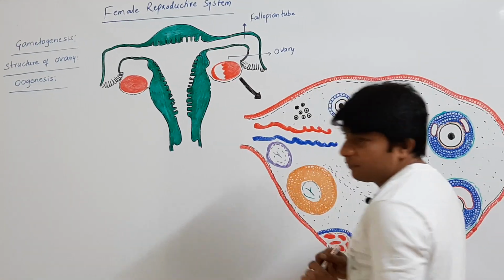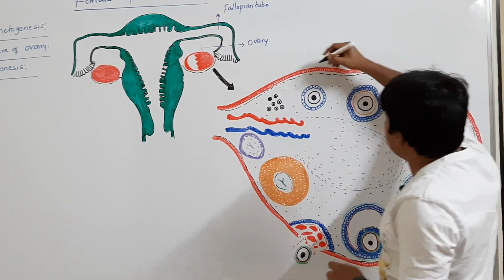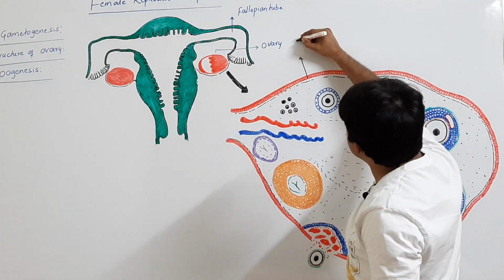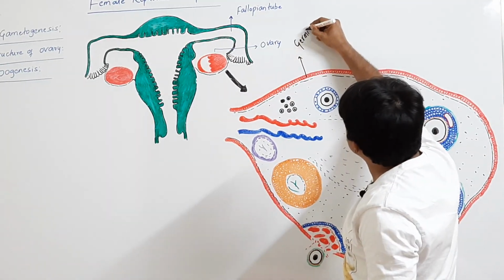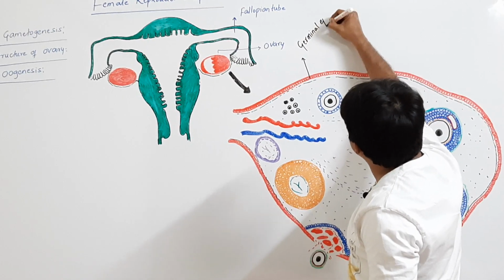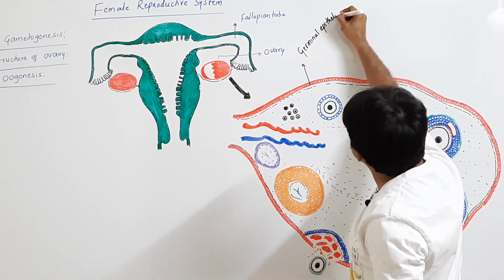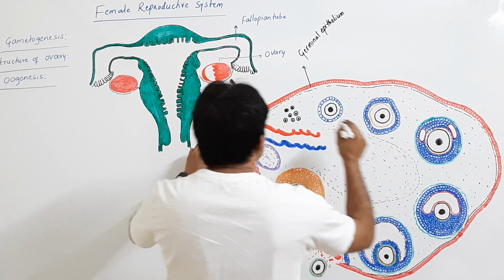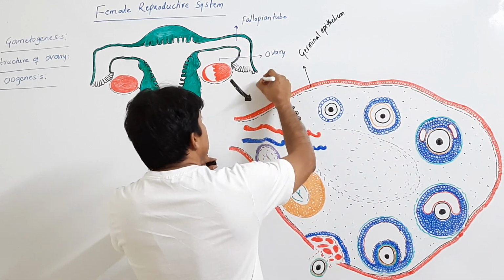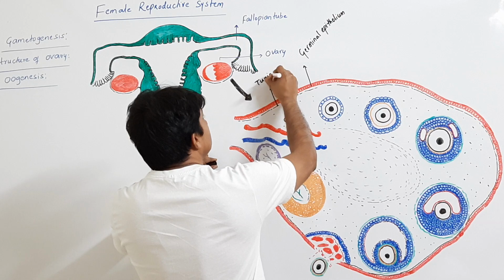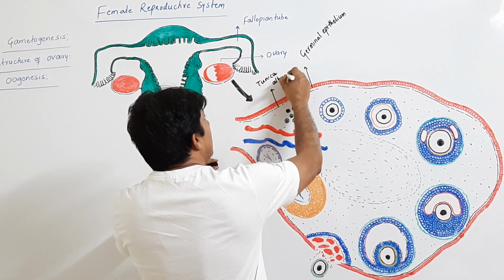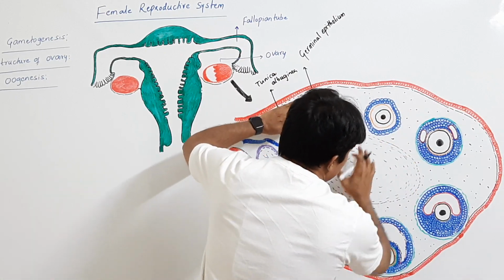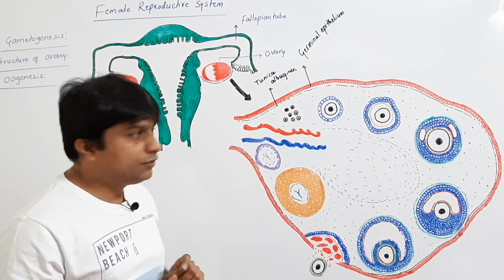So this is the ovary. The ovary is surrounded by the outermost layer, which is lined by germinal epithelium. Just below the germinal epithelium is the tunica albuginea. Just below the tunica albuginea, this entire part of the ovary is called the stroma of the ovary.